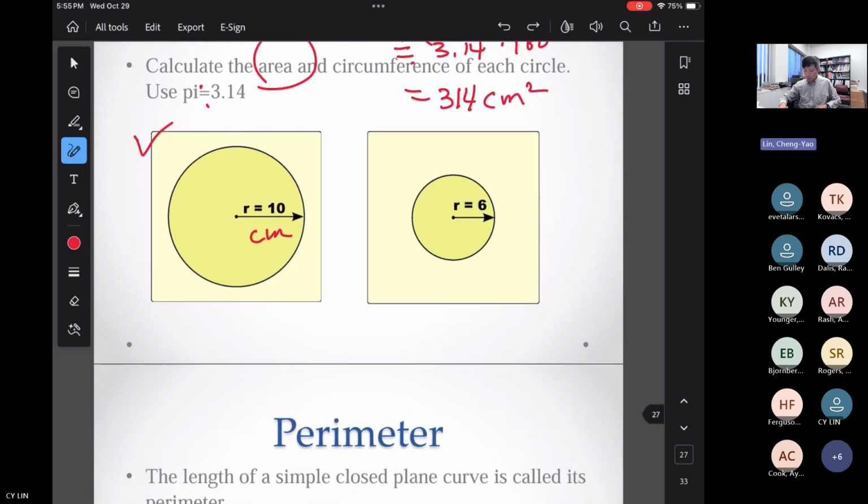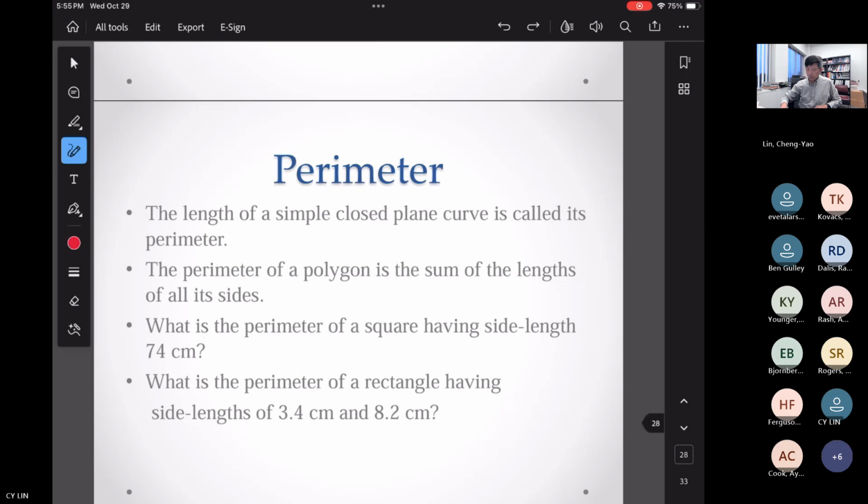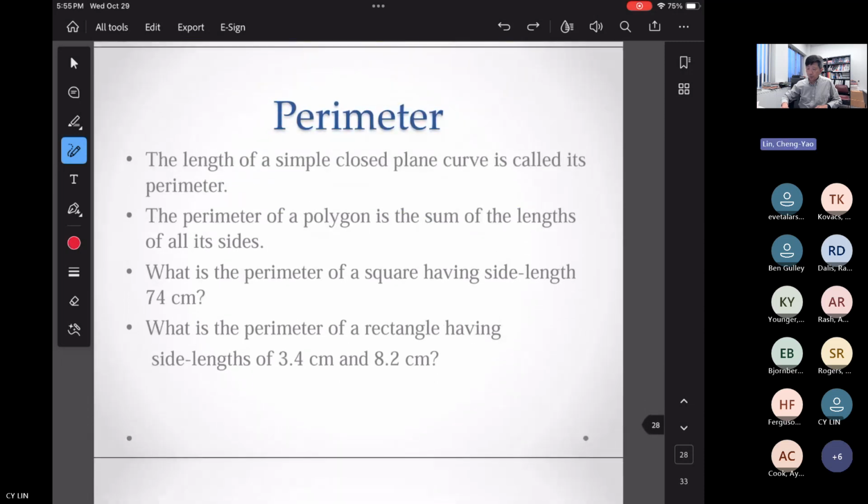If this makes sense to you, let's move on to perimeter, okay? Today we don't need a break. I think so. We almost finished, okay? Perimeter. The length of a simple closed plane curve is called its perimeter. And then the perimeter of a polygon is the sum of the lengths of all of its sides, okay?